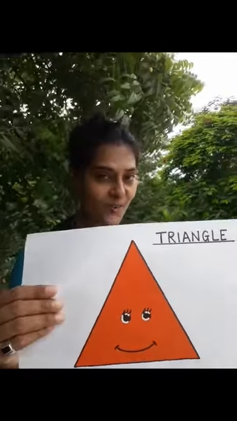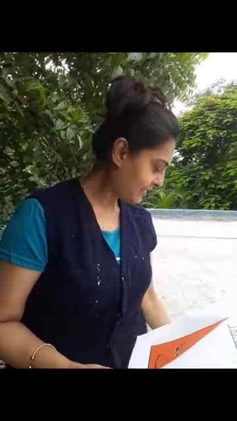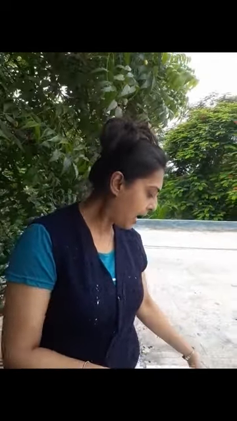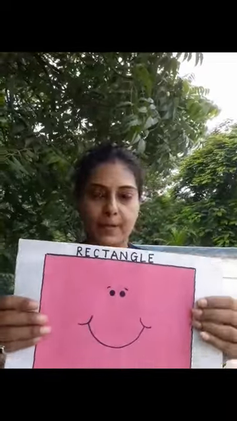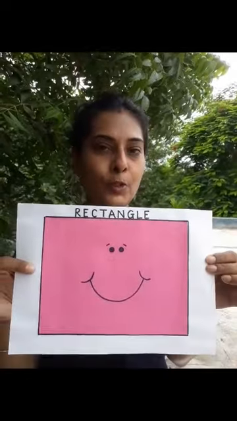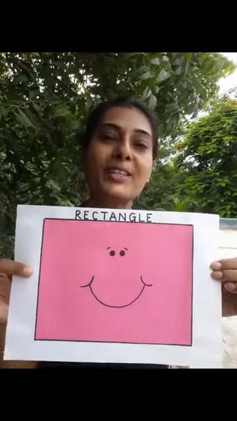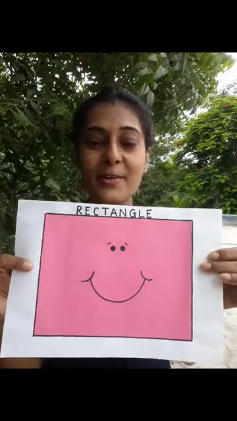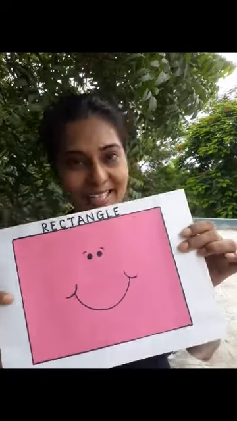Okay. Now, let us see the fourth shape. Which is the fourth shape? The fourth shape is of a rectangle. This is a rectangle.